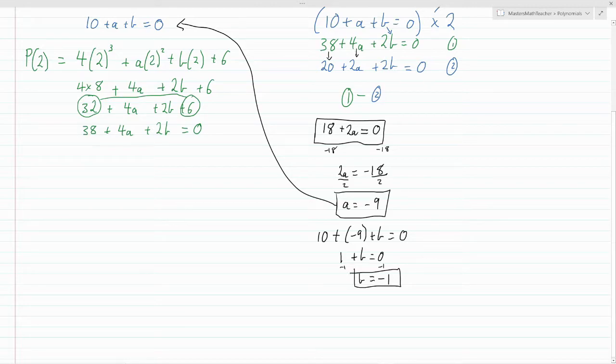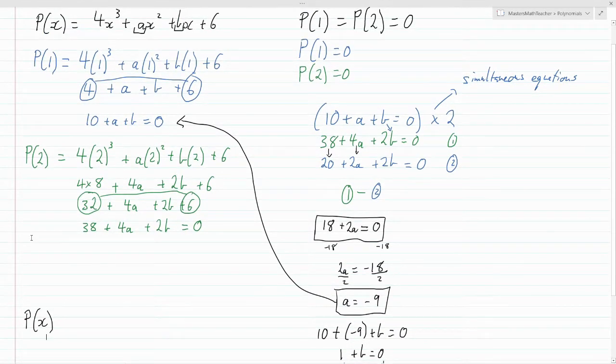To finish up this question, we like to write it a little neater, and we write p of x, the full equation for p of x using our new values for a and b. We go p of x equals 4x cubed, plus negative 9x squared, so that's the same as just saying minus 9x squared.